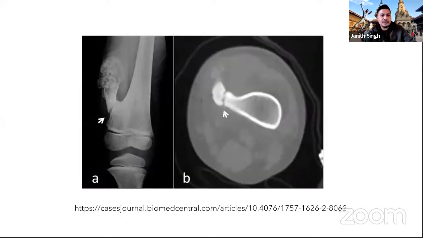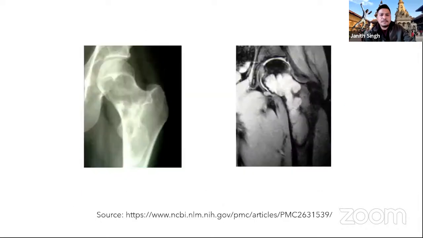This is an example of stalk fracture in a case of osteochondroma. Now, this is a case of fibrous dysplasia, where if you look at the MRI, there's a homogeneous cystic sort of appearance of the entire lesion, and that was the cause of the pain in this patient.